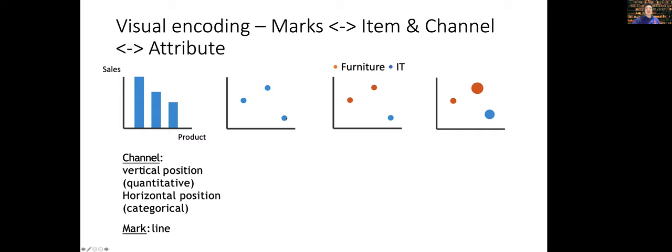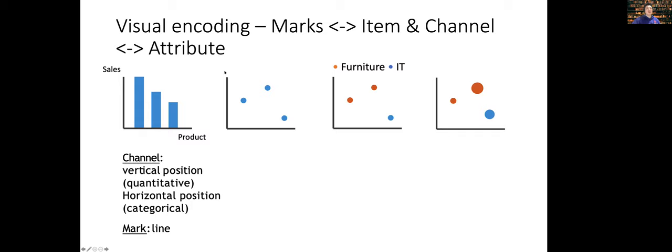What changed is the marks. So what is the mark now? Point. Yeah, very good. We're still representing these three products, but using a different mark. Instead of using lines or bars, we're now using points. This is still the sales and this is still products, didn't change. So what are the attributes we want to show in this visualization? Sales and product itself, same as the previous one.